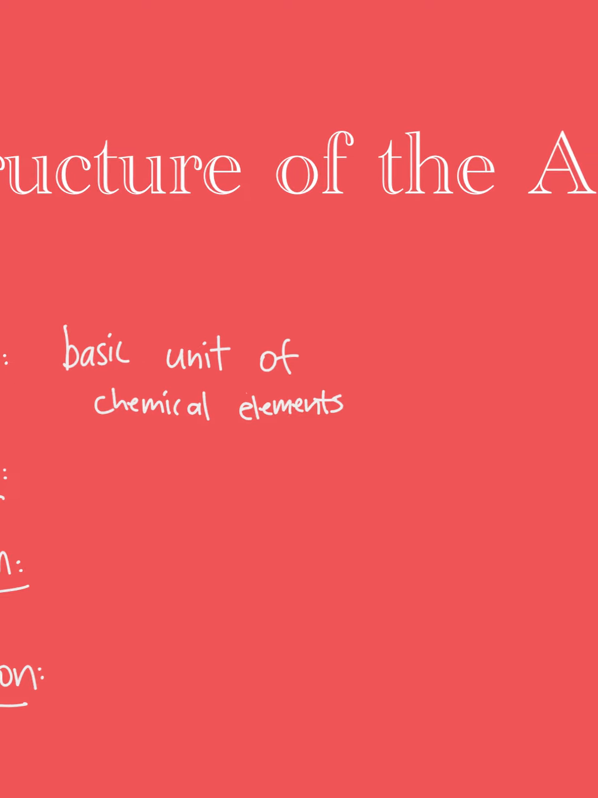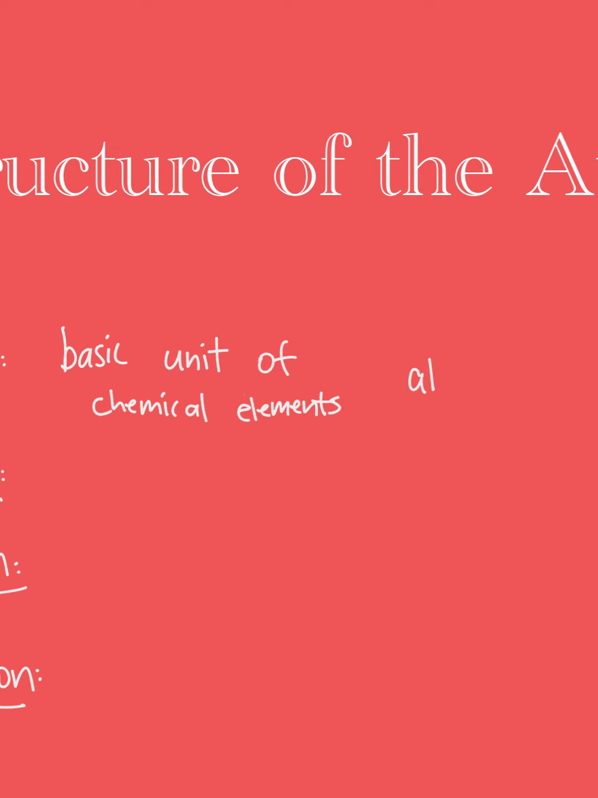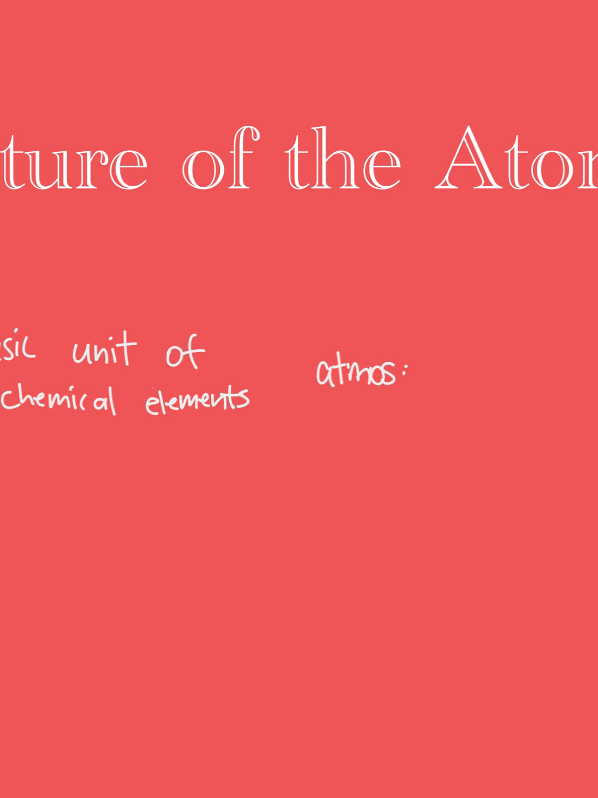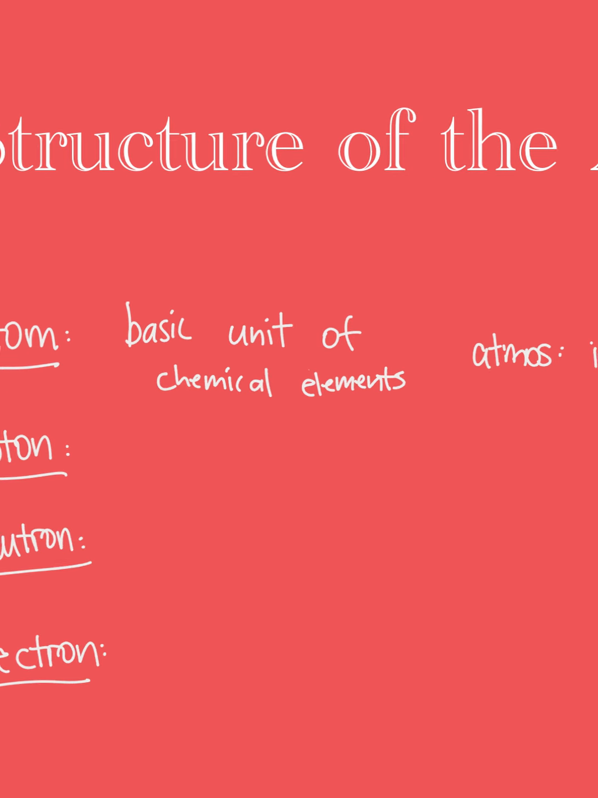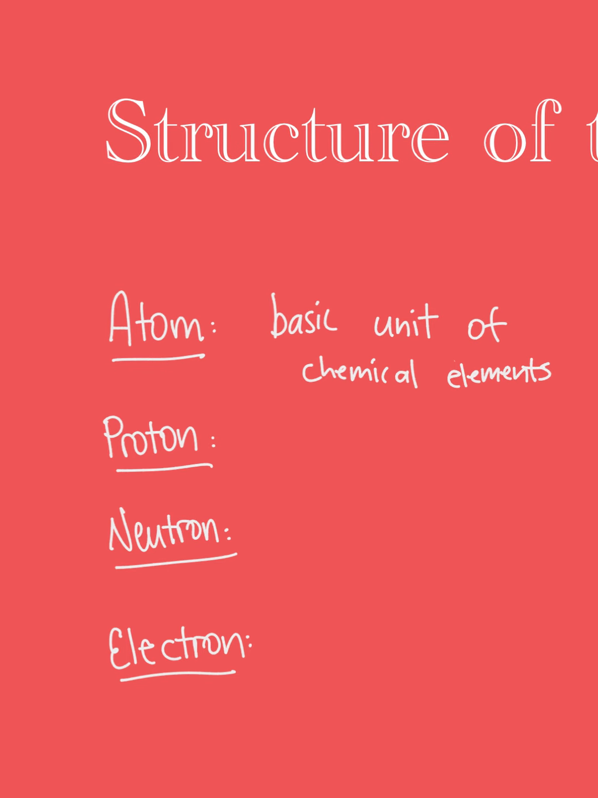It comes from this Greek word, if you're curious, called atmos. And atmos just means indivisible. So when they were first thinking about these philosophers, way back in the day, they were thinking about what is the smallest thing in the world. They said, okay, it must be the atom, the atmos, the thing that we can't get to be any smaller. So basically, in chemistry, it is that very small thing, that basic unit of chemical elements.